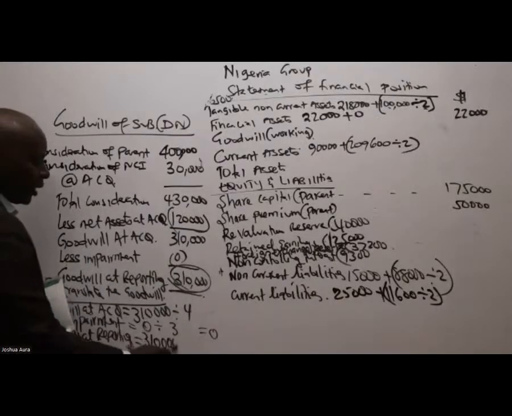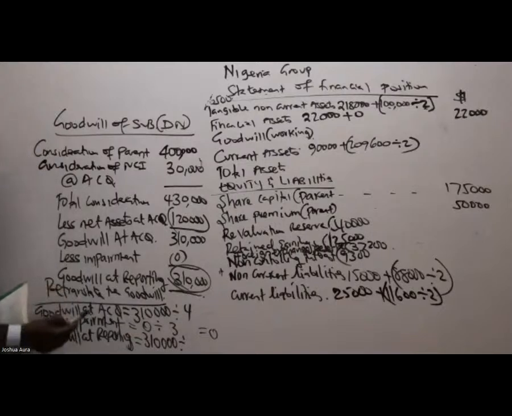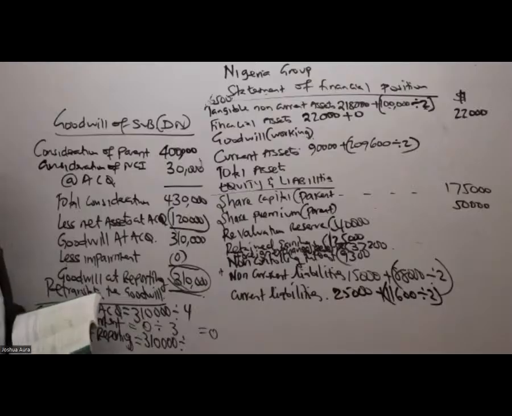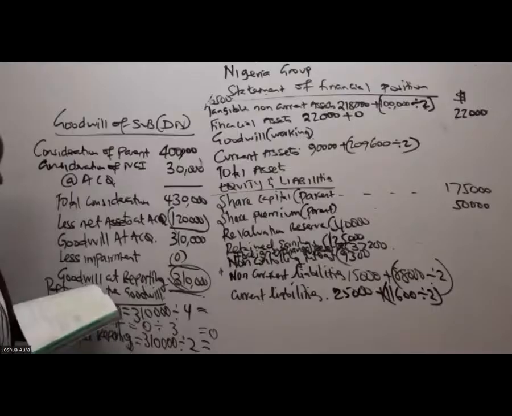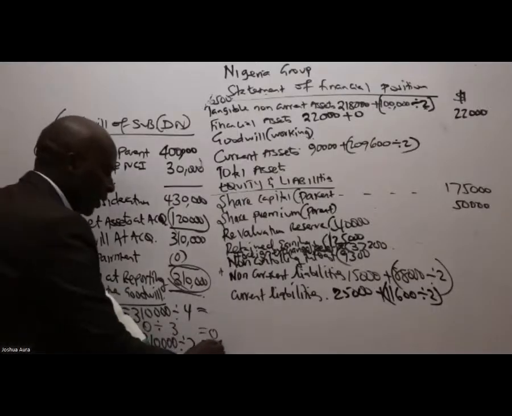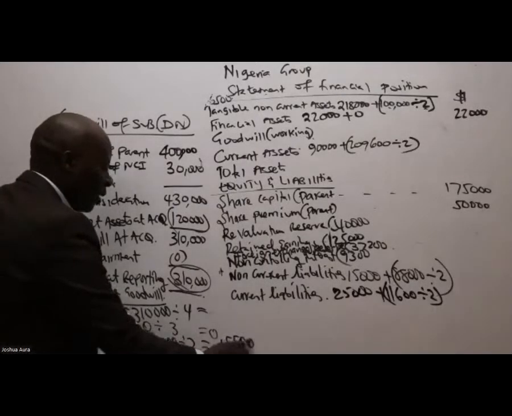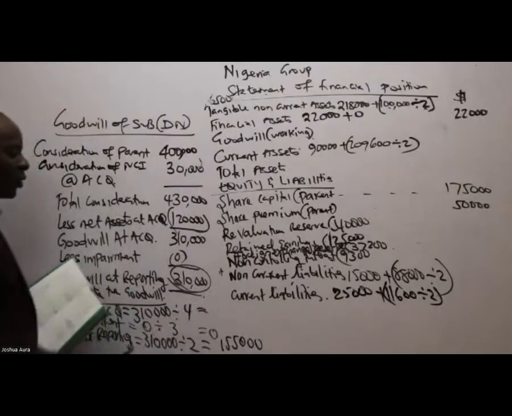So I'll take 310,000. At reporting, at what rate should I translate this, if you're following? Thank you very much. Could you kindly give me these figures? I know this one here will be $155,000. 155,000. How about this?